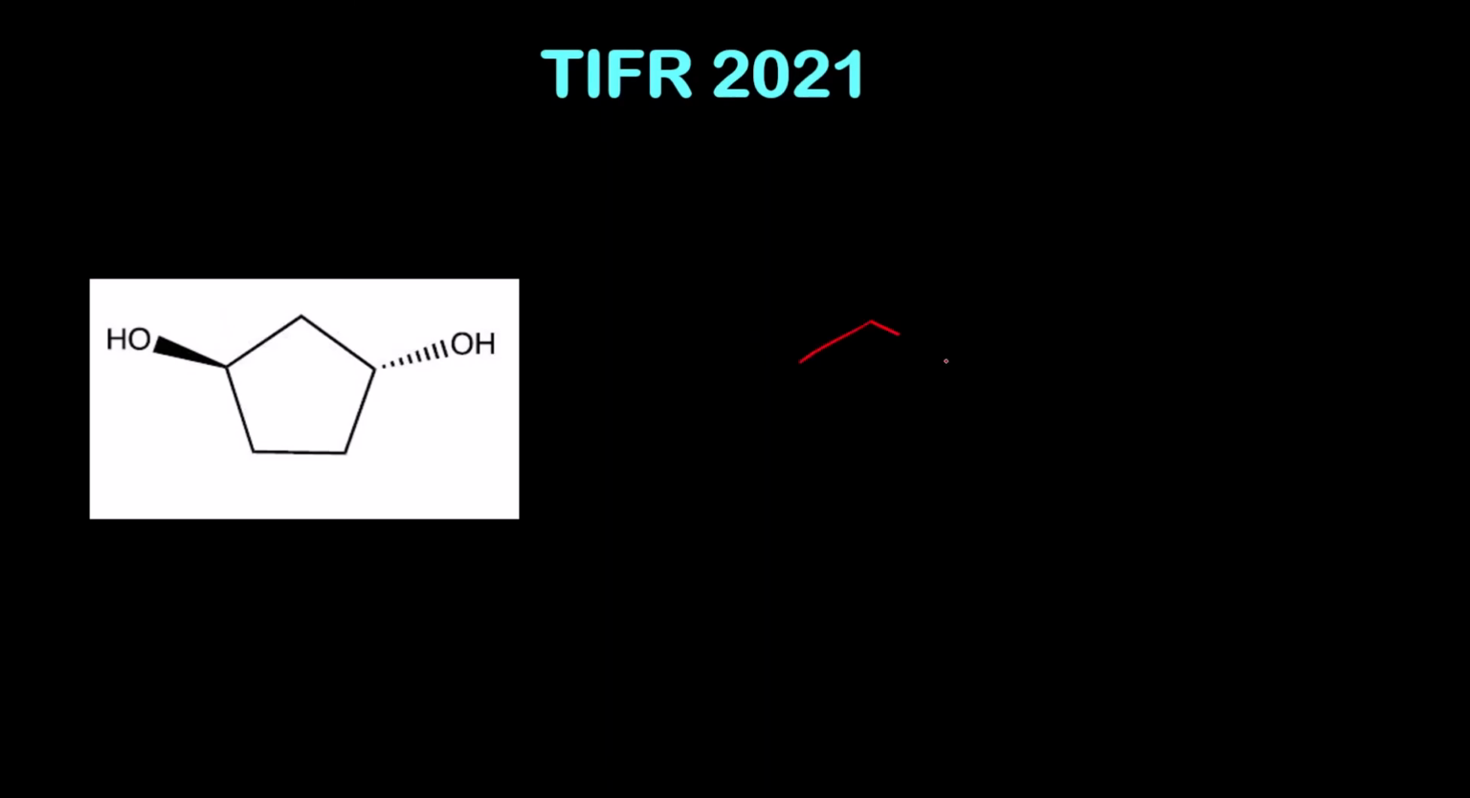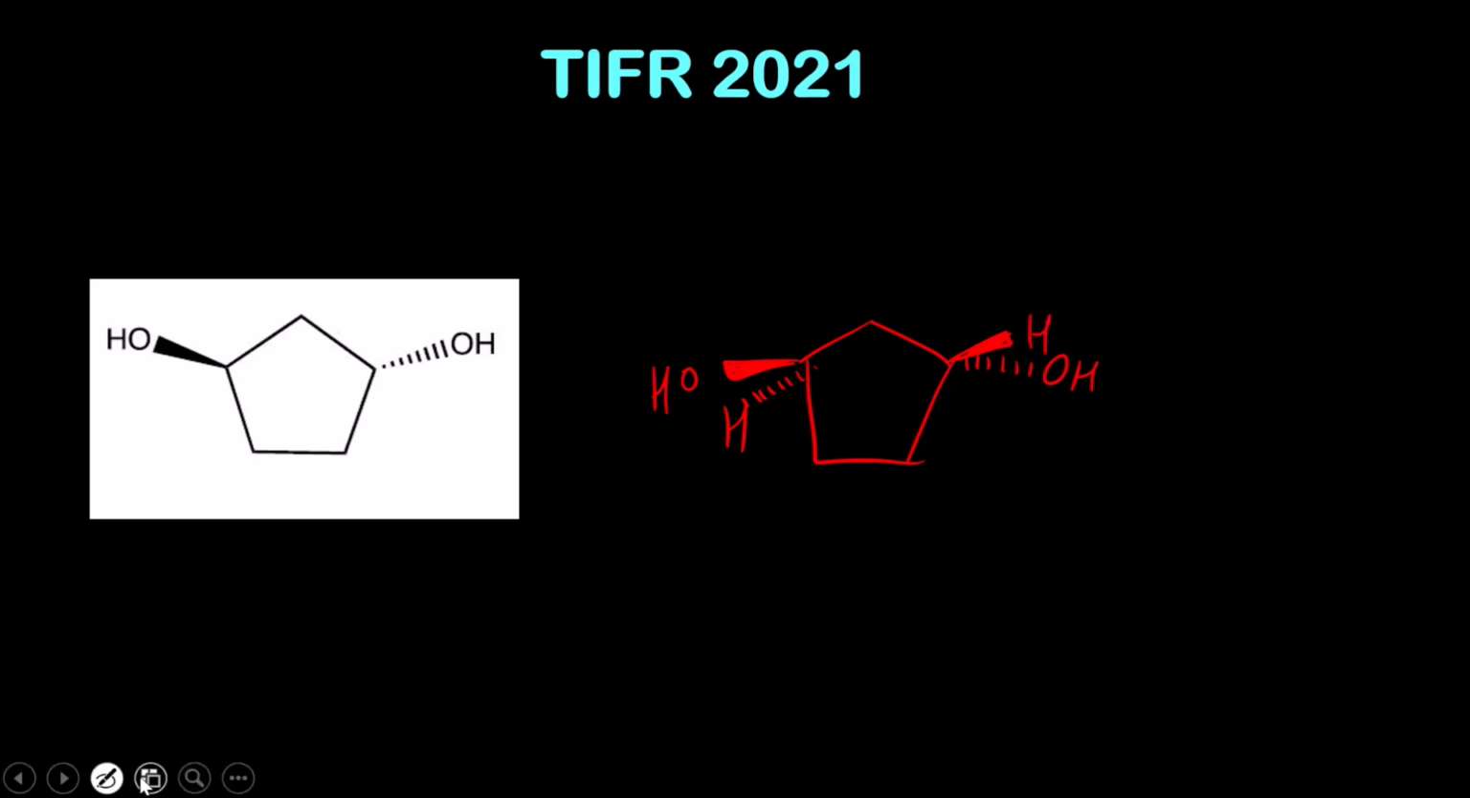So let us first draw the molecule. Here there is this OH on the wedge bond and there will be hydrogen on the dash. Similarly here OH is on the dash bond and H will be on the wedge bond. So now let us first assign the priority for both these chiral carbons and then find out the RS nomenclature. So OH will get the first priority since oxygen has higher atomic number.